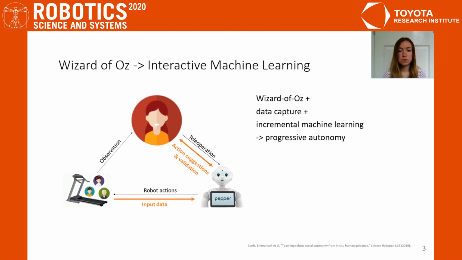Previous work by Emmanuel Senft demonstrated how you could extend on the Wizard of Oz setup to actually move your robot towards autonomy by capturing input data and combining it with the wizard's control of the robot to train a machine learning algorithm. Over time, the robot learns what to do from the wizard and starts to make its own suggestions that the wizard can accept or reject for a further learning input.